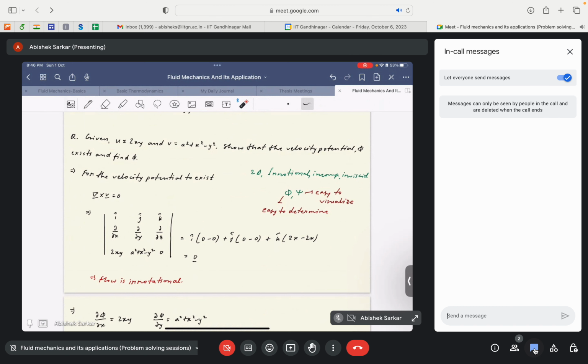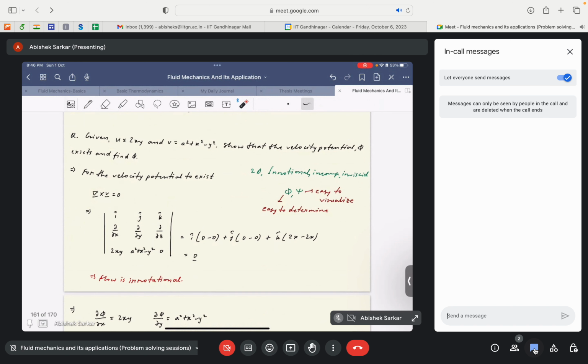For the velocity potential to exist, the first and foremost criterion is that the flow should be irrotational. This is the most important criterion. For the stream function, the flow should be 2D and incompressible. So these are the conditions that you need to impose to justify the existence of the potential function and the stream function respectively. For the potential function to exist, del cross v should be equal to 0, and for the stream function to exist, del dot v should be equal to 0, and the flow should be 2-dimensional. So these are the things you need to impose to find the stream function and the potential function.